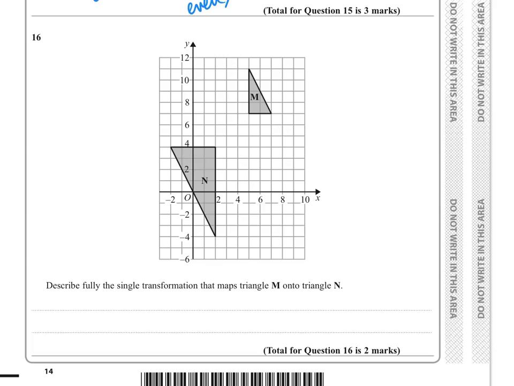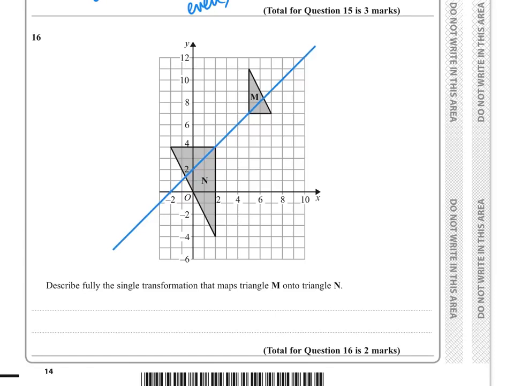Question 16. Well, for this one we've got to describe fully the single transformation. So it's an enlargement, that's for sure, but for an enlargement we've got to give the scale factor and the centre of that enlargement. So bear with me while I try and probably make a mess of this. So you've really got to put a line through corresponding points here on the smaller and the larger of the triangles. So there's the first one.